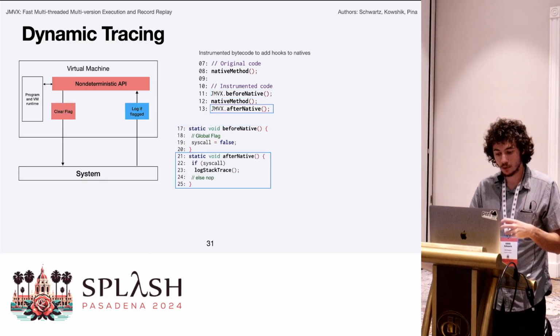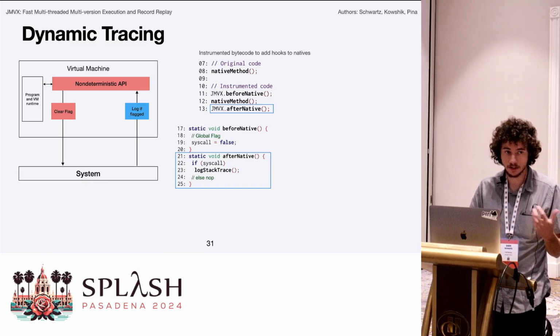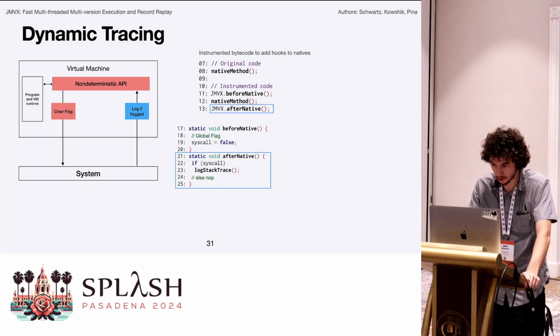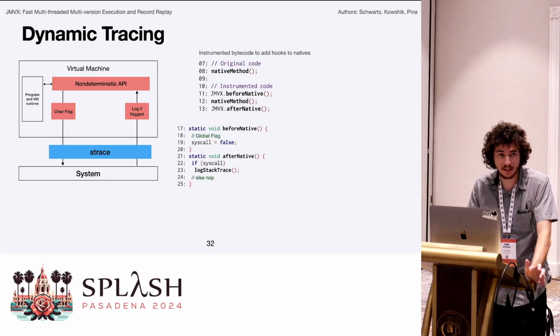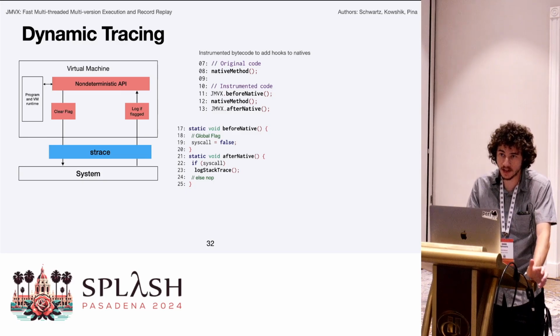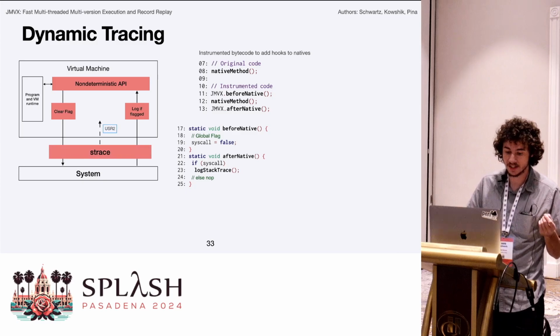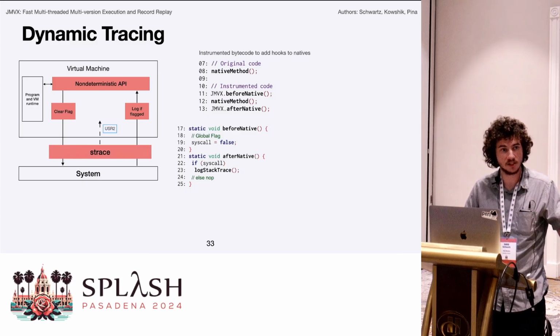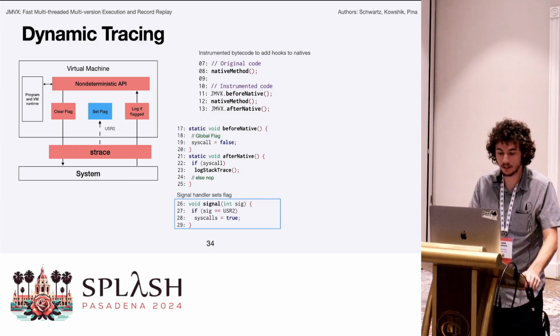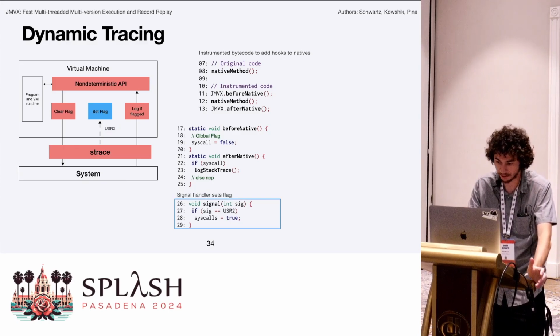The method afterward is going to check if this flag is set, and if it is, log a stack trace for us to inspect so we can find the method we need to instrument. We need a mechanism to tell us if a system call occurs, and for that we're going to use strace, and we can configure strace to send the signal user2 back to the JVM. And we'll have a signal handler that, upon getting the signal, sets the flag.